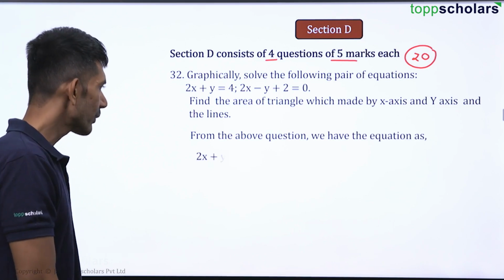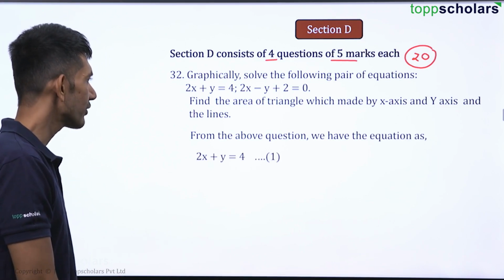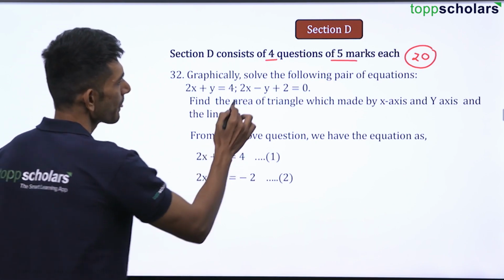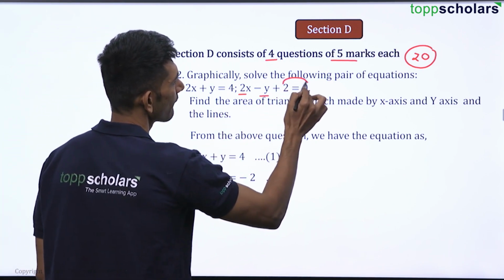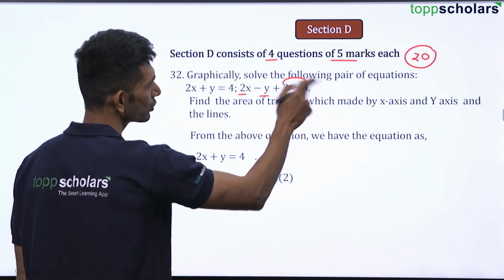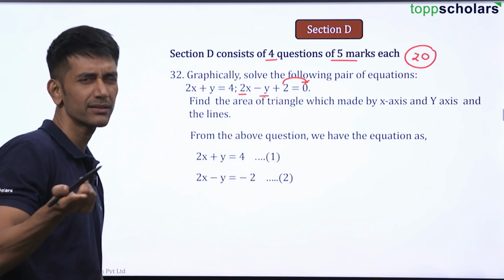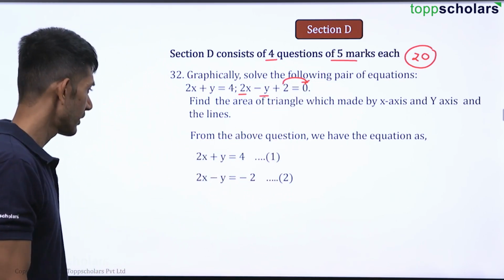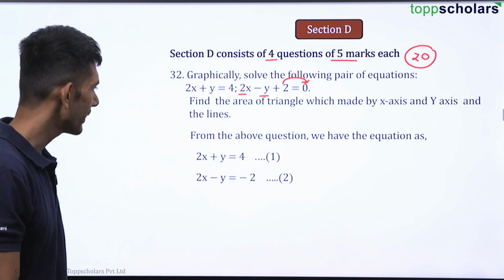So firstly we have the equations. What are the equations? 2x plus y is equal to 4. And 2x minus y is equal to minus 2, because the 2 can be taken on the other side, and that becomes minus 2. Can I solve this to get the value of x and y?